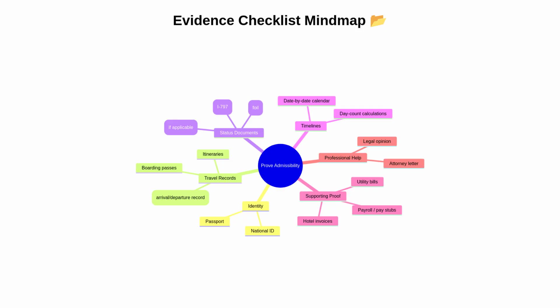This mind map places "prove admissibility" at the center and branches into 6 evidence categories. Identity includes your passport and any national identification. Travel records encompass I-94 retrievals, boarding passes, and itineraries. Status documents include the visa page, program documents such as DS-2019 or I-20 if relevant, and any approved extensions.